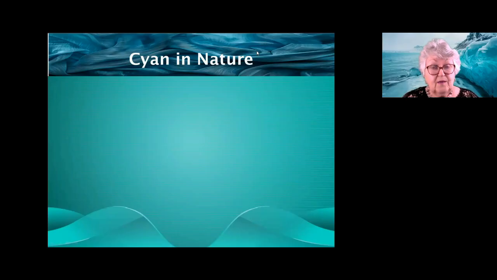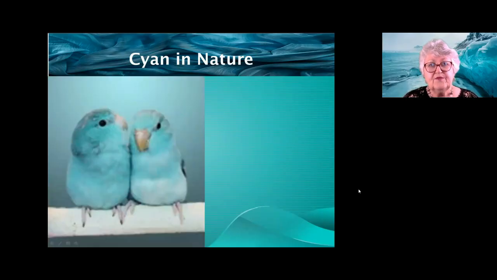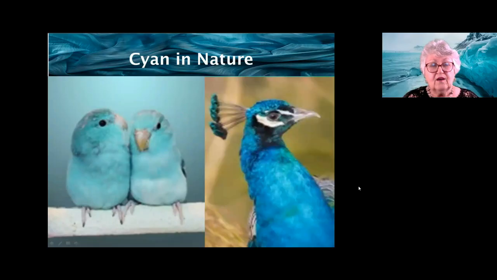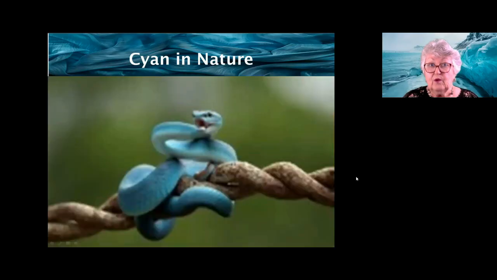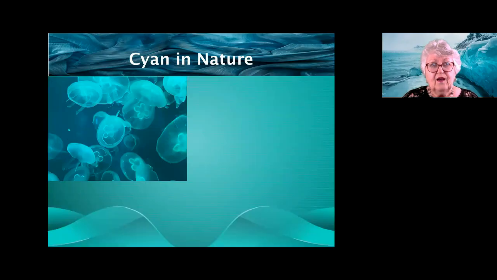Moving into the animal kingdom, we find a lot more variety. Birds, for example, such as the Pacific parrotette or peacocks, will have a luminous teal colour that is associated with reflection of light from their feathers. We also have the teal-coloured snake that is a native of Indonesia. It's called the Indonesian pit viper.